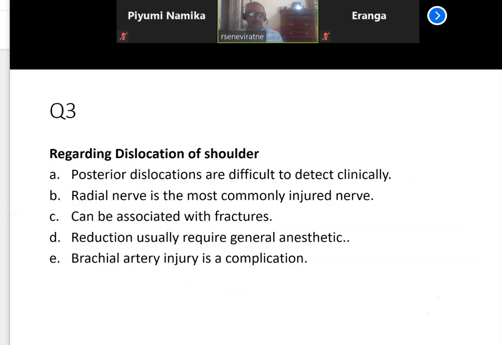Regarding dislocation of the shoulder, can somebody come and answer that? Posterior dislocations are difficult to detect clinically. True, yeah, it's true. What type of people get posterior dislocations? How does it happen? If you fall like that in that position, right? It can go back. Does anybody know a common mechanism for these posterior dislocations?